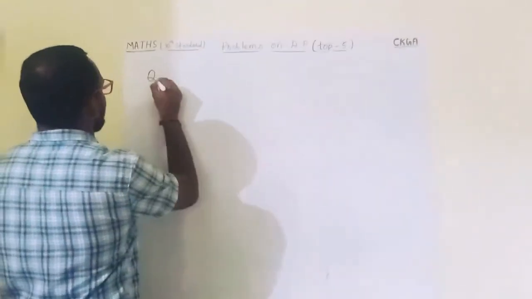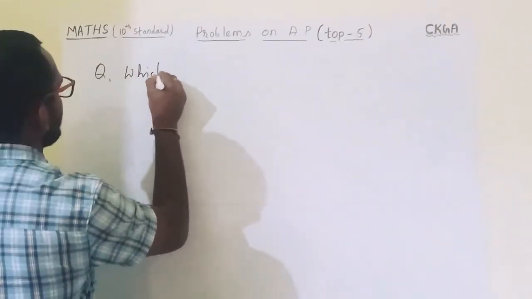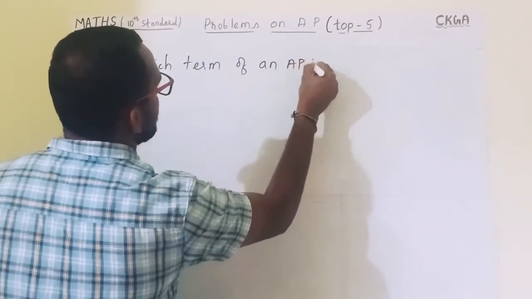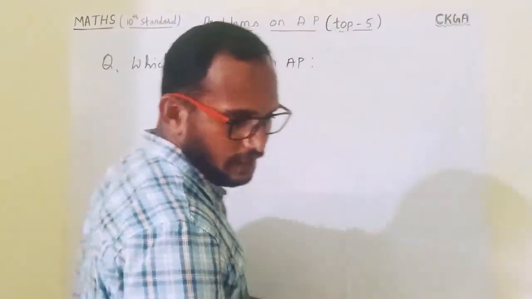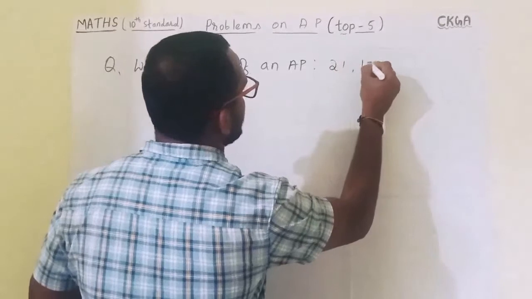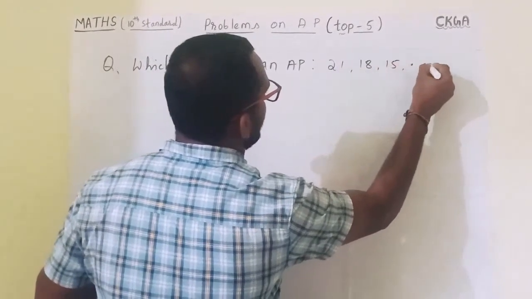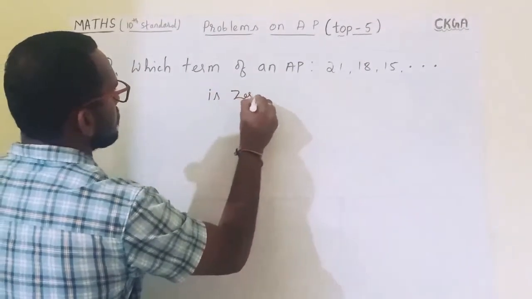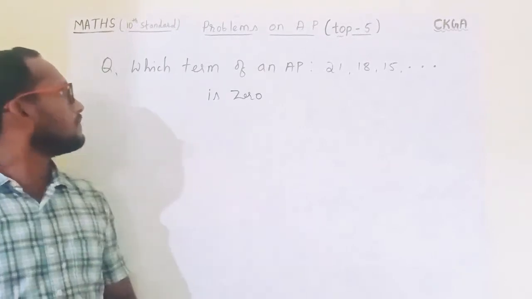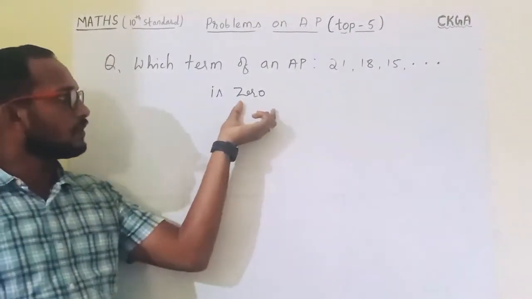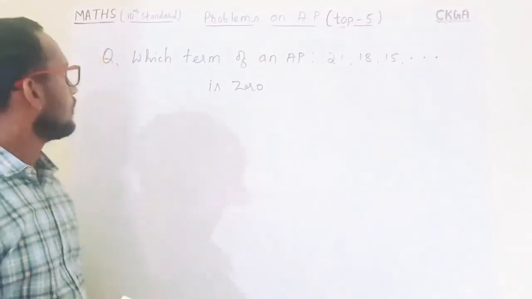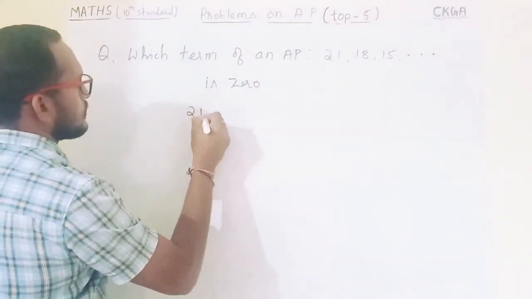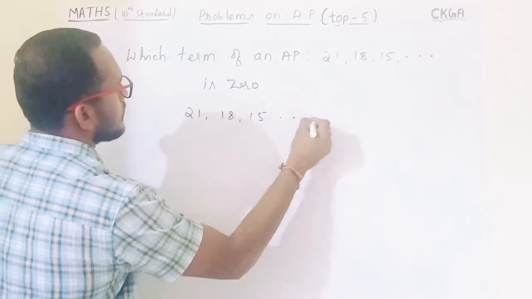Which term of the AP 21, 18, 15, etc. is 0? So I want to find on which position of this AP the term 0 comes. First let me write the sequence as it is: 21, 18, 15, etc.